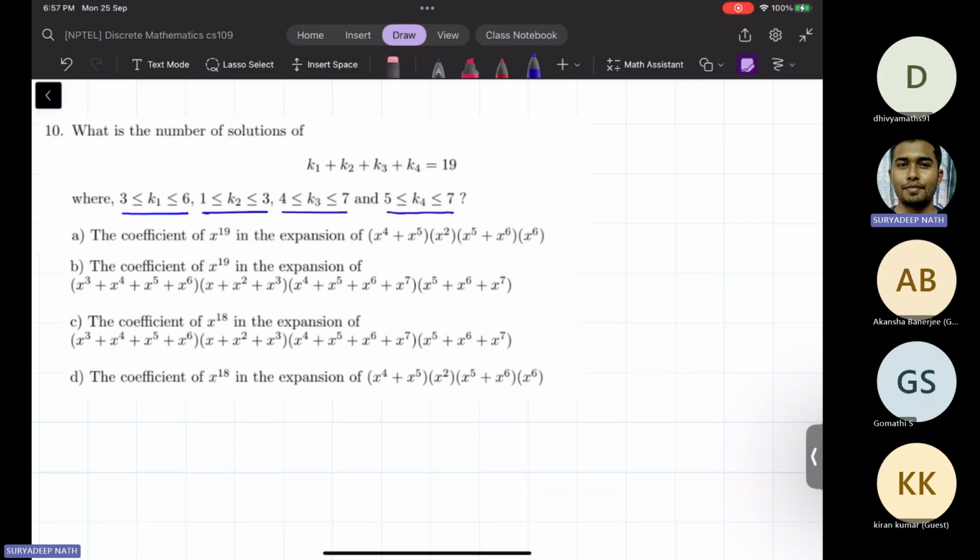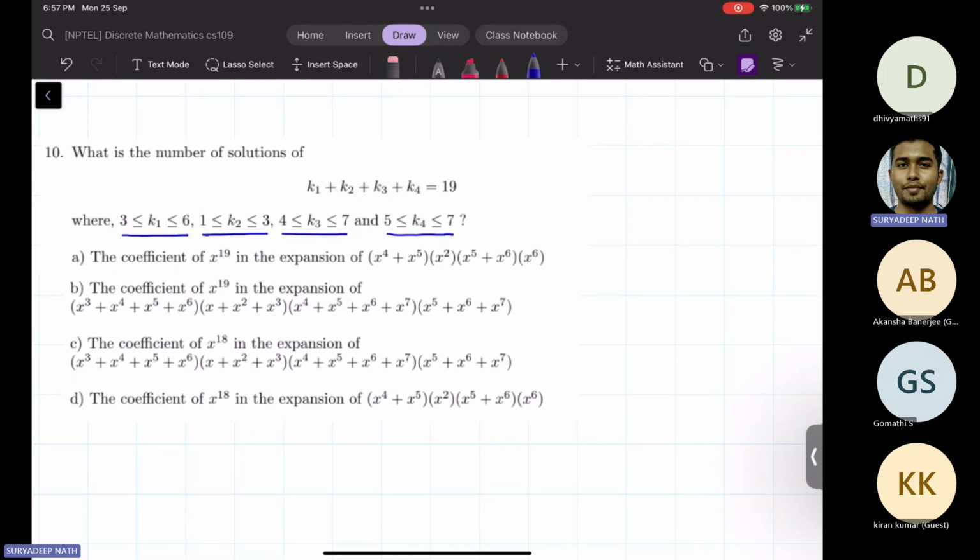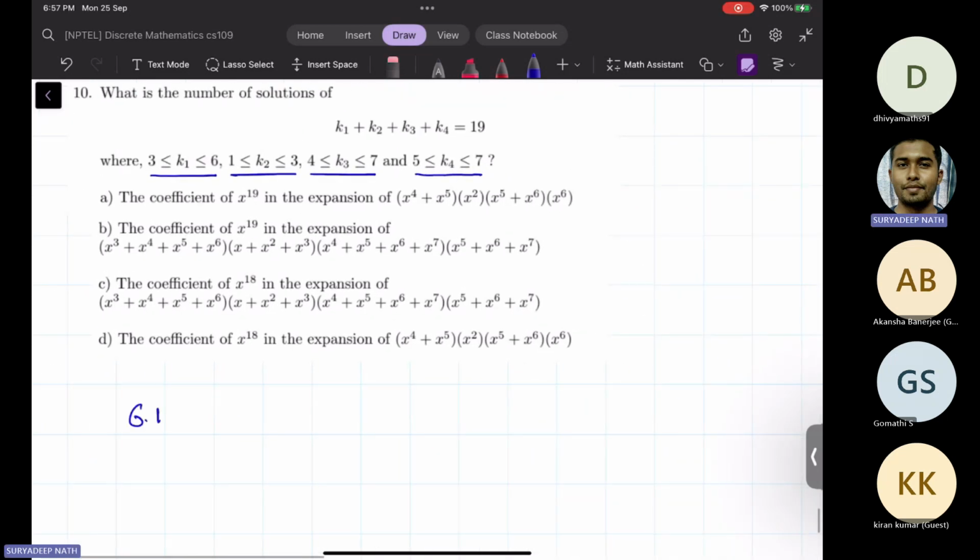So basically, this is again that generating function problem. So what is the generating function for k1? What do you think is the generating function for k1? Can anyone take a guess? Generating function for k1. Anyone? Sir, x3 plus x4 plus x5 plus x6. Right. So it would be x3 plus x4 plus x5 plus x6, because these powers come from the fact that k1 can take values between 3 and 6 and not anything else. So that's how this generating function is created.